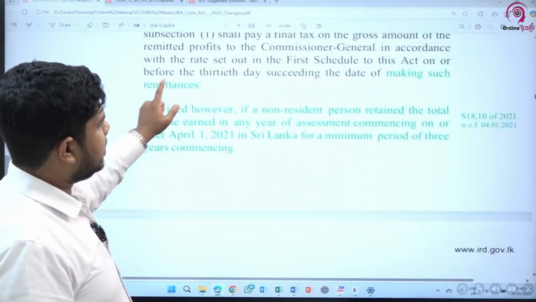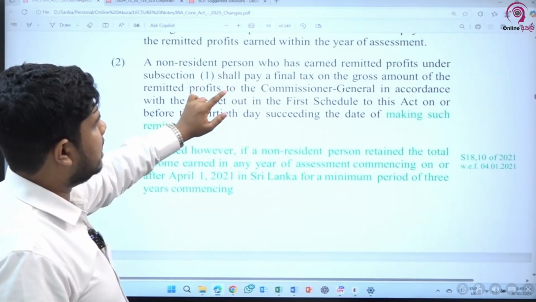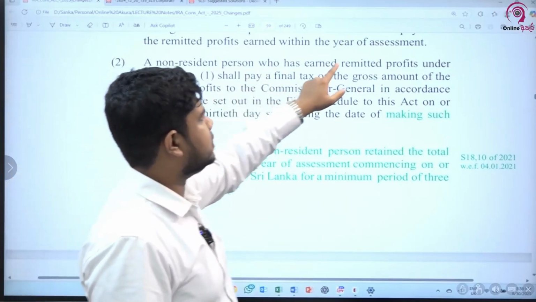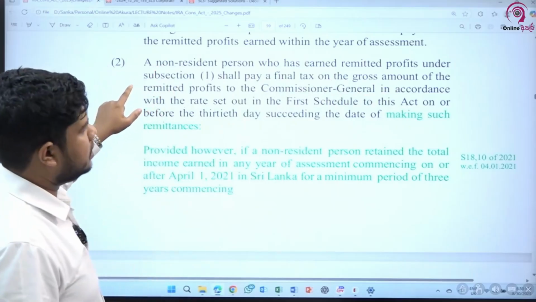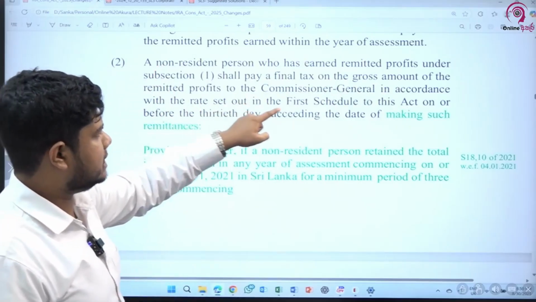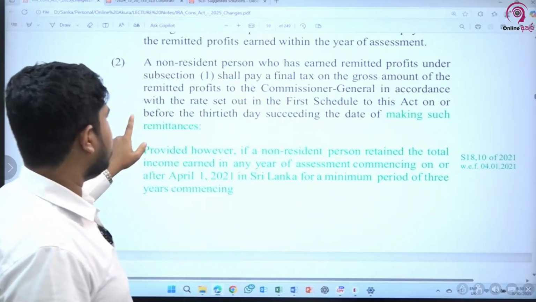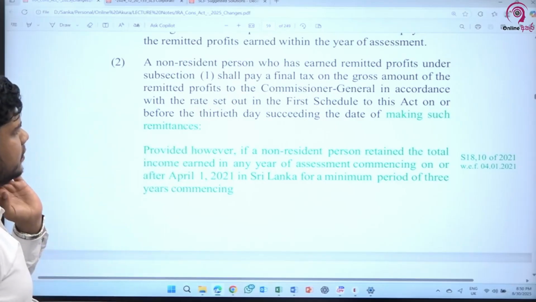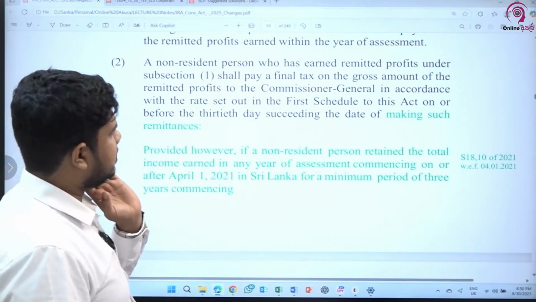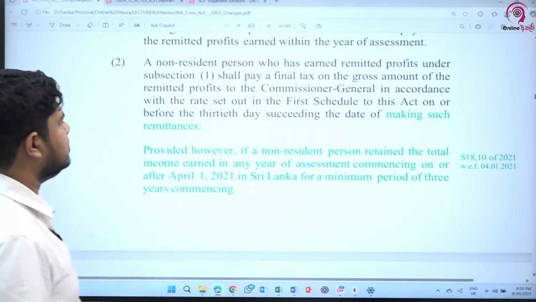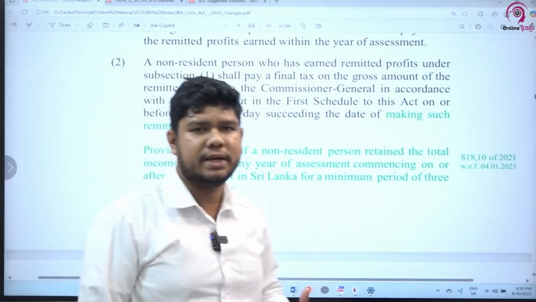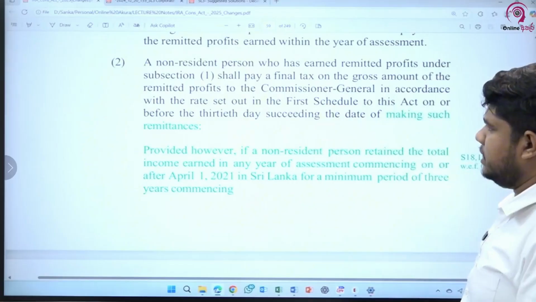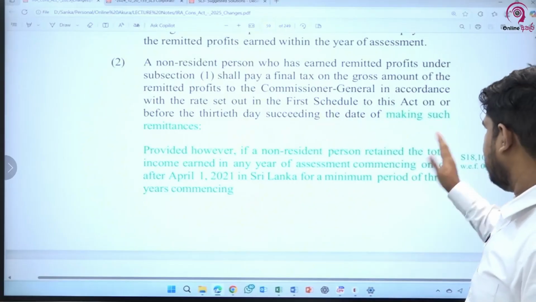Non-resident person who has earned remitted profit under subsection 1 shall pay a final tax on the gross amount of the remitted profit to the Commissioner General in accordance with the rate set out in the first schedule to this Act on or before 30th day succeeding the date of making such remittance. When you make the remittance, the due date is on or before the 30th day of the succeeding period, right?